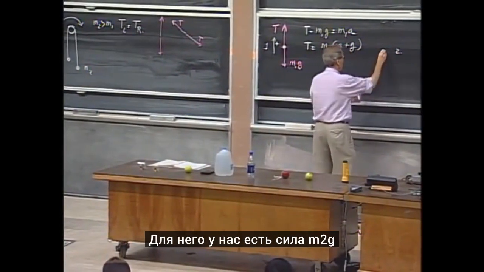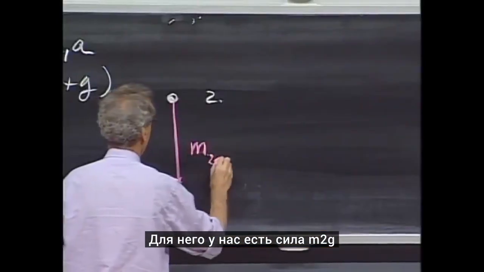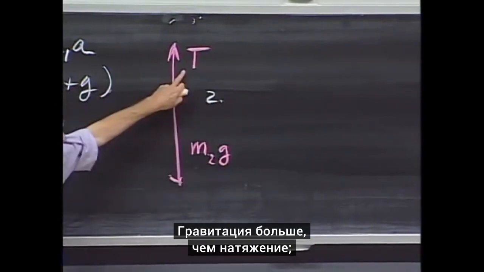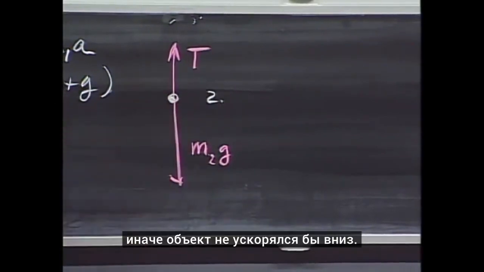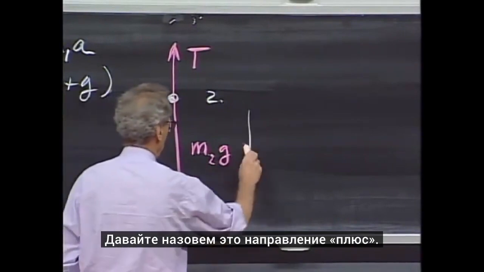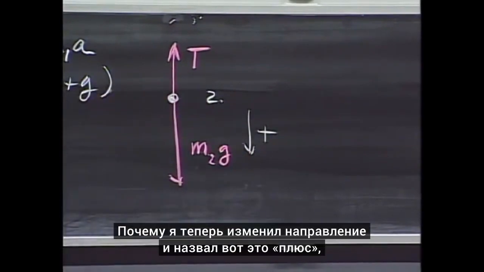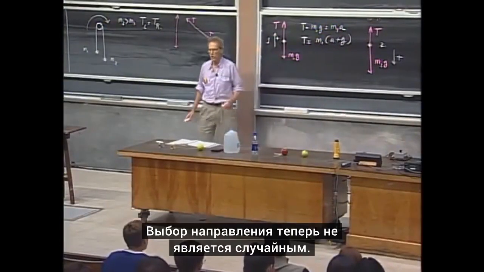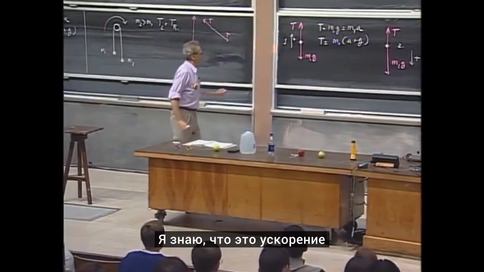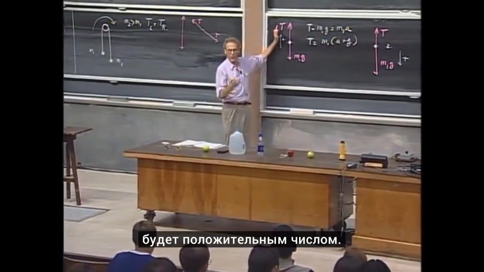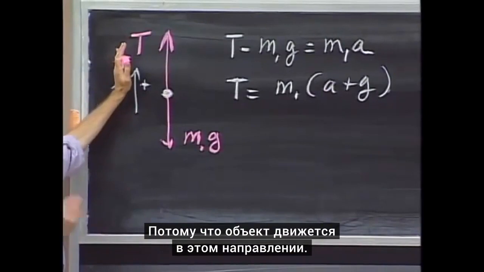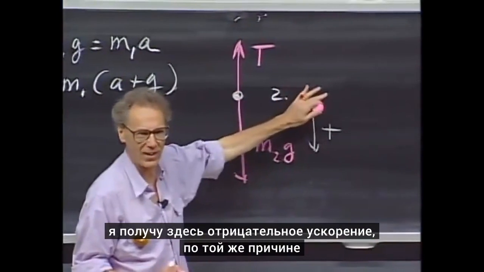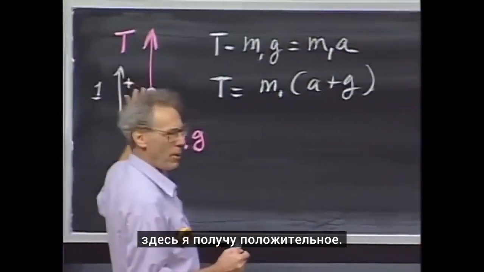For number 2, we have a force, m2g, and we have the tension up. This one better be larger than that one, otherwise it wouldn't be accelerated down. Let me call this direction plus. The reason why I now switch directions and call this plus as well is a good reason for it. It's not so arbitrary anymore. I know that this acceleration is going to be a positive number because it's going in this direction, it's a given. If I called this negative, I would get here a negative acceleration for the same thing for which I get here a positive. That's a pain in the neck.